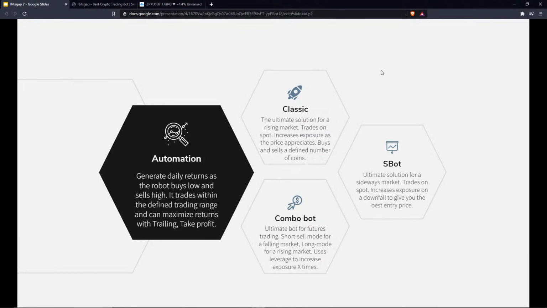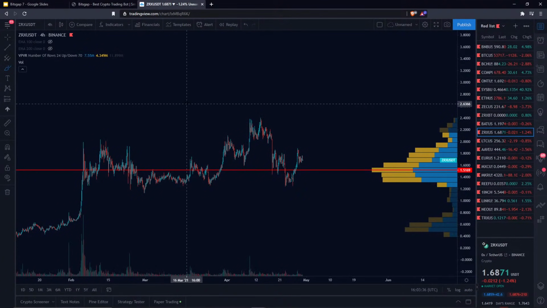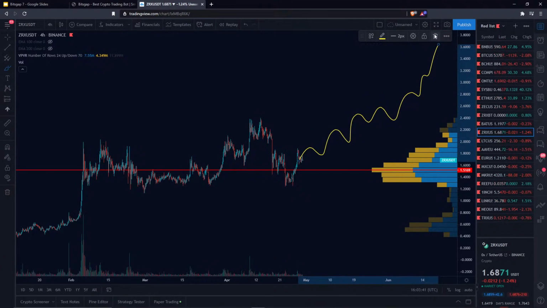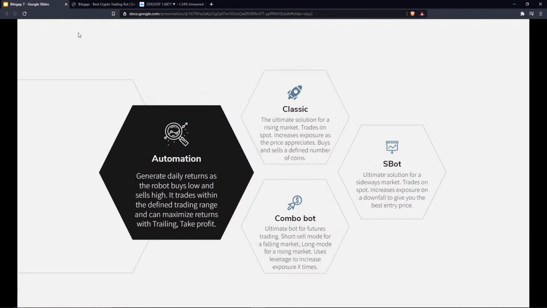Let me switch the panel. So we have so far 3 bots. 2 classic and S-bot are for the spot market. Basically the classic bot, in brief, that's the ultimate solution if you anticipate the price of a coin to rally. So if you expect it to establish new higher highs, like for example here's 0x, if you think the price will move like this, then definitely stick with the classic bot.